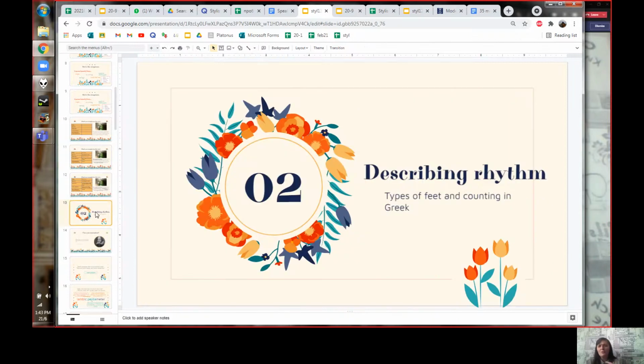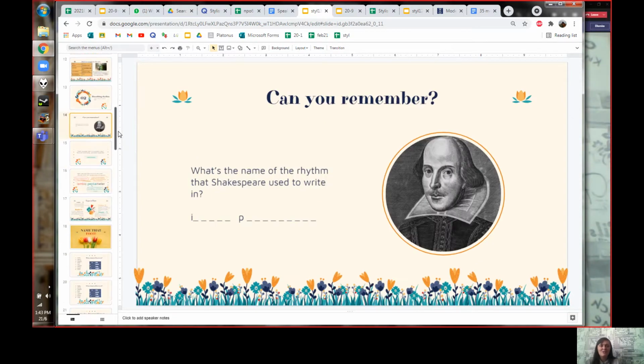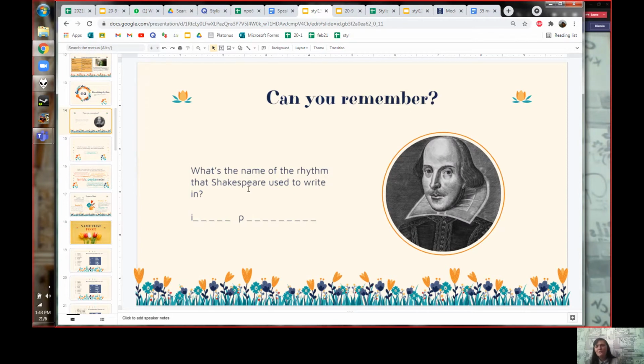So let's talk about how to describe rhythm in English. We did talk about describing rhythm when we talked about Shakespeare, but that was 6 months ago for you, I think. So let's try and remember. When we talked about Shakespeare's writing, we said Shakespeare used to write mainly in this one rhythm. The first word started with I and the second one with P. Can you remember what it was called? Something with five.